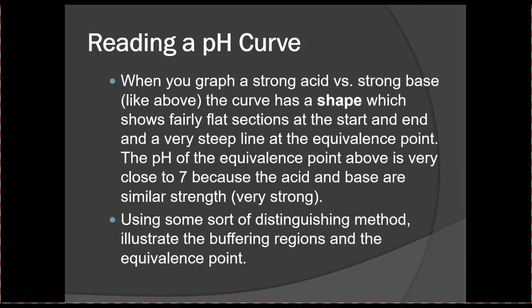When you graph a strong acid versus a strong base, like we had in the example above, the curve has a shape which shows fairly flat sections at the start and the end. That first section, remember, I kind of called it a buffering region, and we'll talk about that more later. And then it'll have a very steep line at the equivalence point, almost a vertical line at that point. And the pH of the equivalence point in a strong acid versus strong base is very close to 7, if not 7, because the acid and base are similar strength. In other words, they're strong.